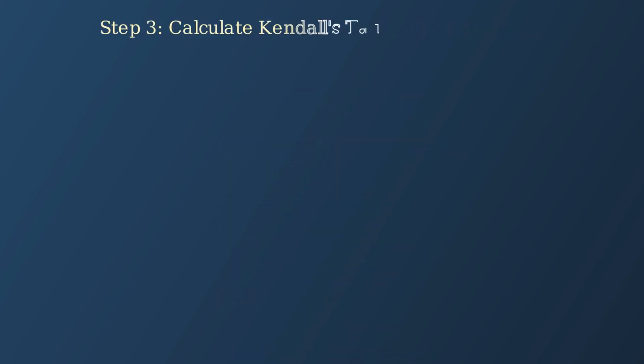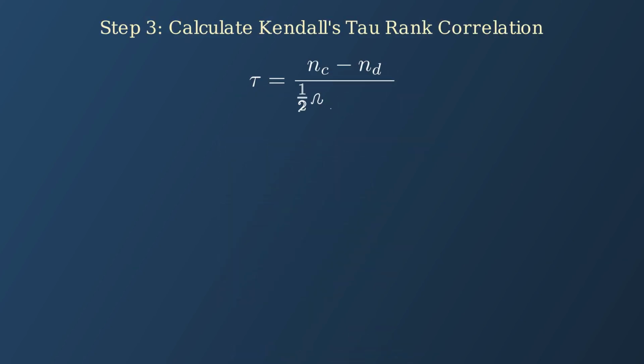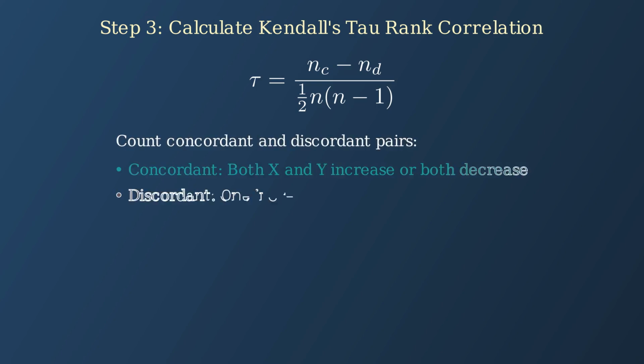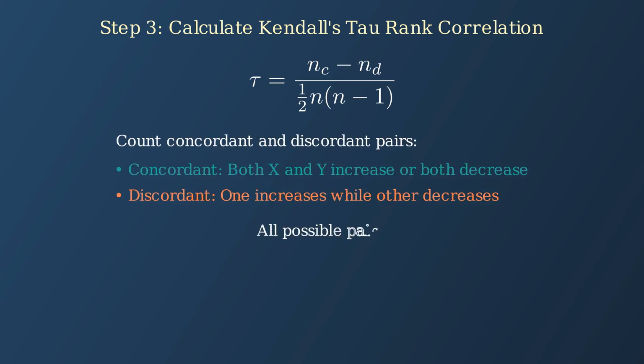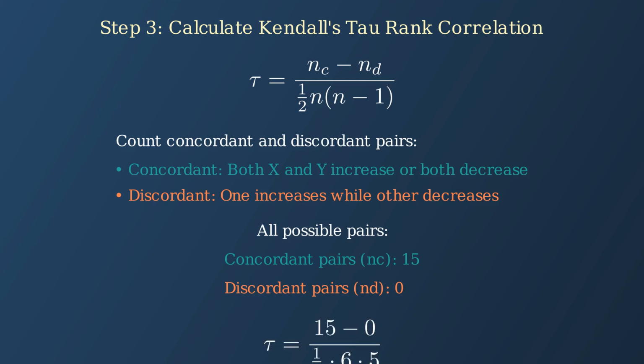For Kendall's tau, we need to count concordant and discordant pairs. Concordant pairs are when the ranks of both variables increase or decrease together. Discordant pairs are when one rank increases while the other decreases. We analyze all possible pairs of observations and count them. In our dataset, we have 14 concordant pairs and 1 discordant pair.